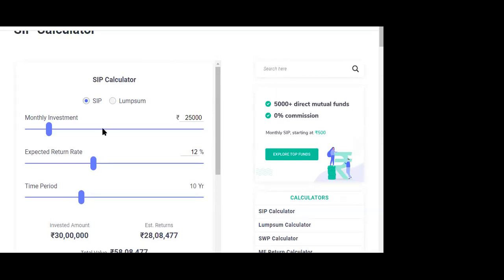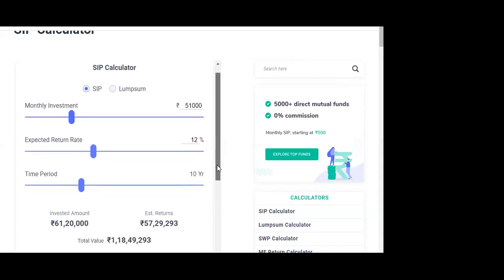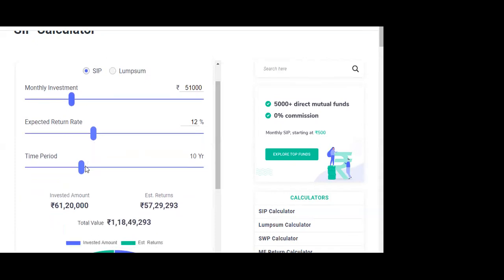Now suppose I'm earning and investing around 50,000 per month. Think about it, 50,000 per month. Okay, 51,000. And I'm expecting a return of 12%. How many years am I investing? Suppose you start investing at the age of 25 and work till the age of 50. So you're investing for 25 years. See how, as you increase the years, your amount increases.